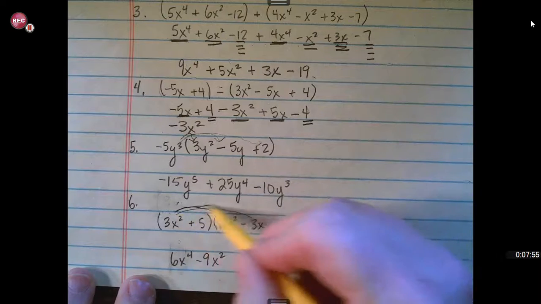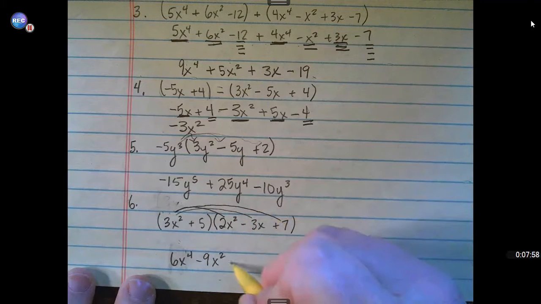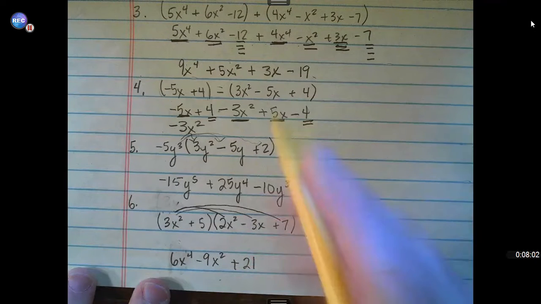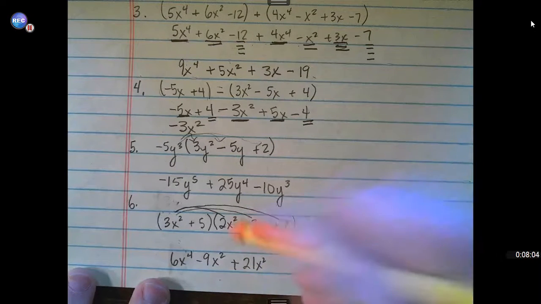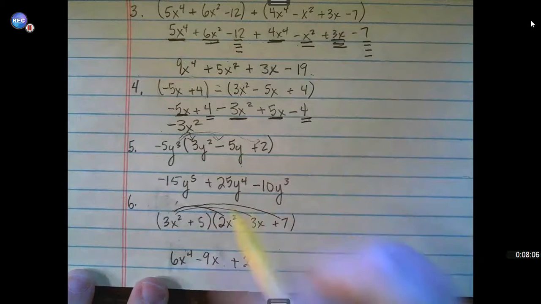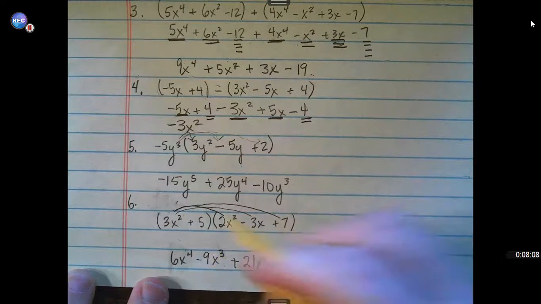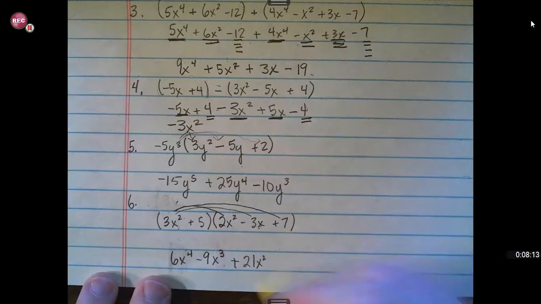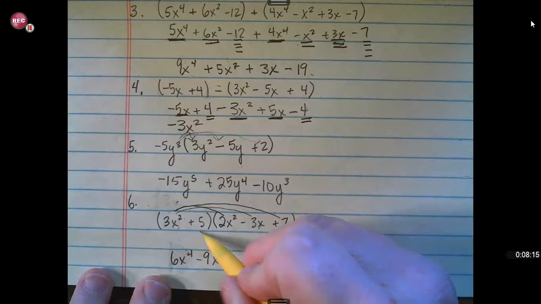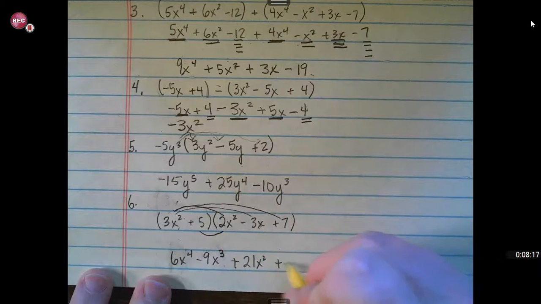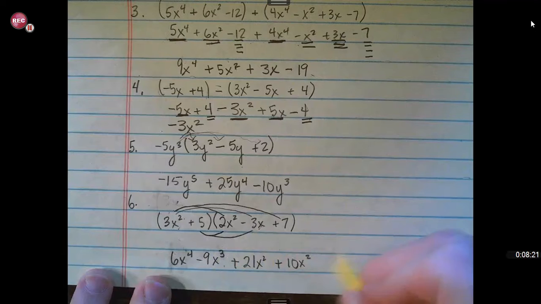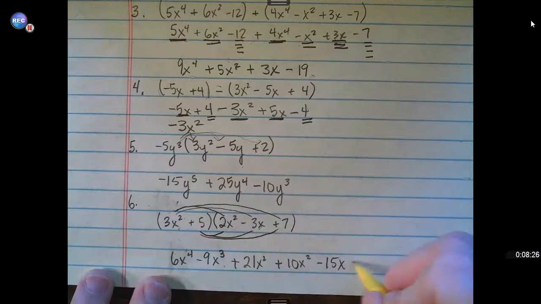Now I'm going to distribute it all the way over to that 7, and that's going to give me 21x squared. And I made a mistake. This should be 9x cubed. Sorry. Because it's x squared times x, so that would be x cubed. Okay, now we distribute the 5. So I'm going to have plus 10x squared, and then minus 15x, and then plus 35.